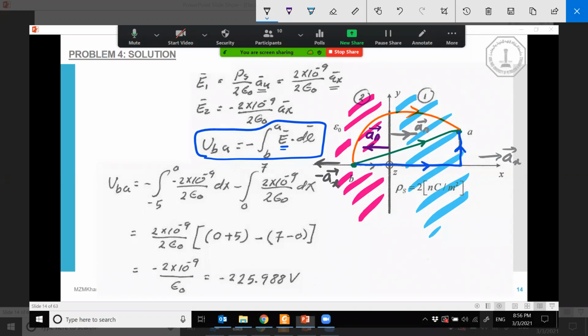So once we got the electric field, we apply this formula. VBA is B to A. Now, how should we move from B to A?